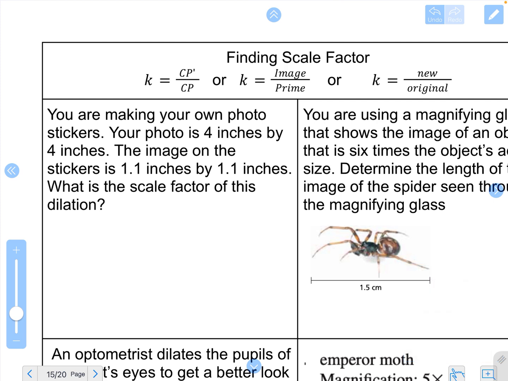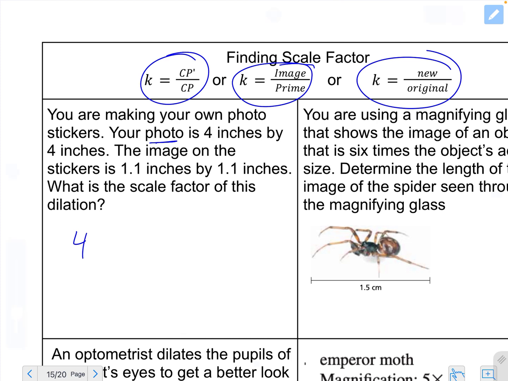I'm sorry, I know this is a long video, but there's a lot going on in this. So we've already worked on this and talked about it. Scale factor is the image over the original, new over the original. So you're making photo stickers. Your original photo is 4 inches by 4 inches. You're creating your image on the stickers. It's going to be 1.1 by 1.1.